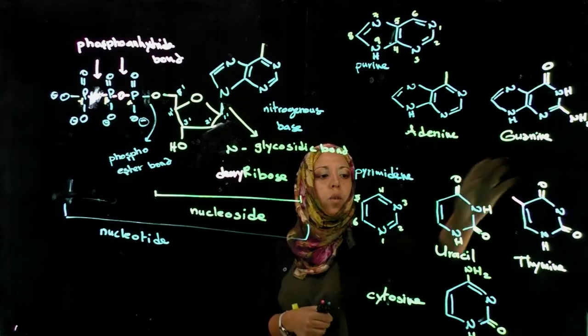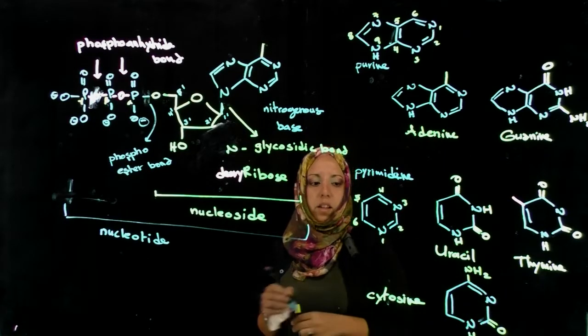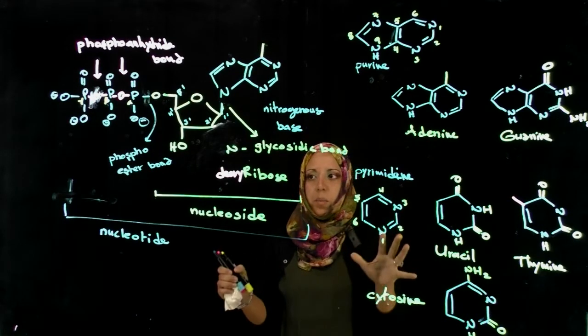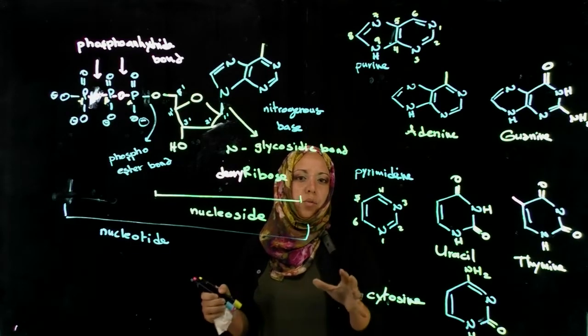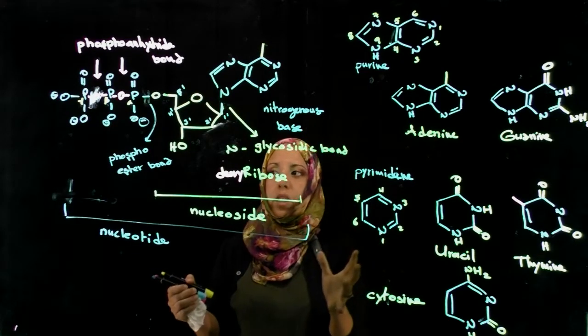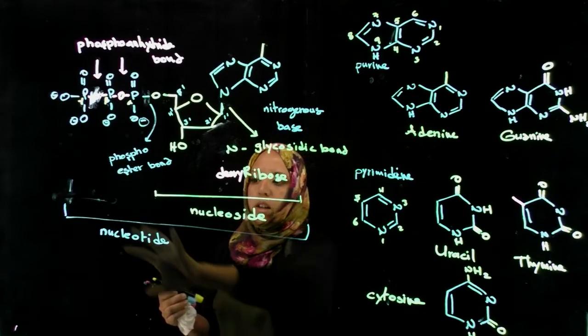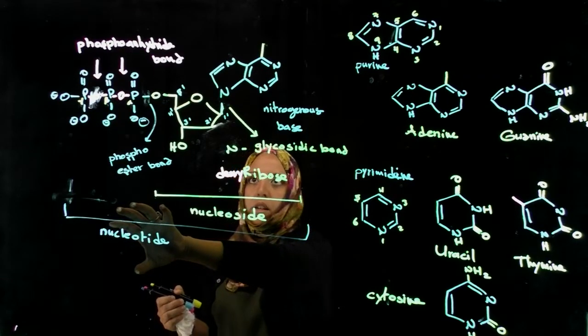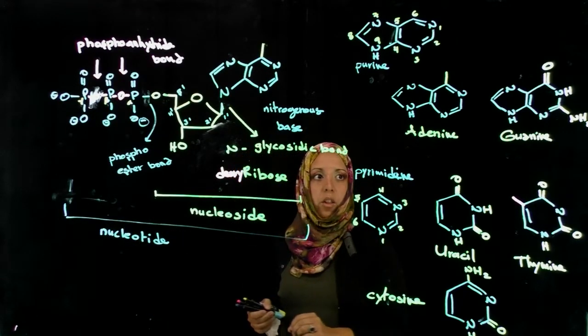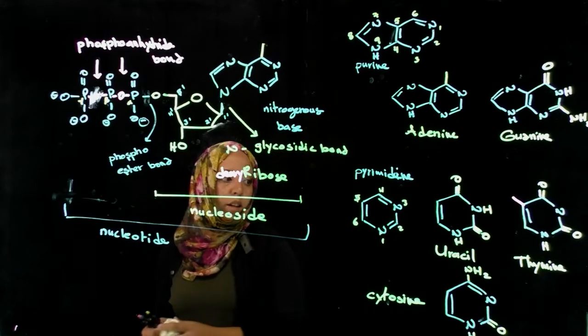So we have adenine, guanine, uracil, thymine, and cytosine. Right? So that's the basic structure. So how about if it's forming a dinucleotide? How are different nucleotides linked to one another? Right? So that's what we're going to take a look at next.